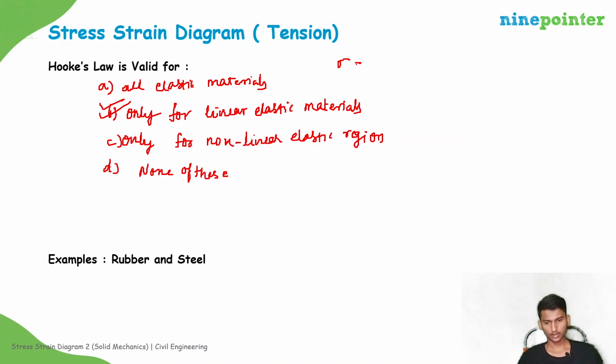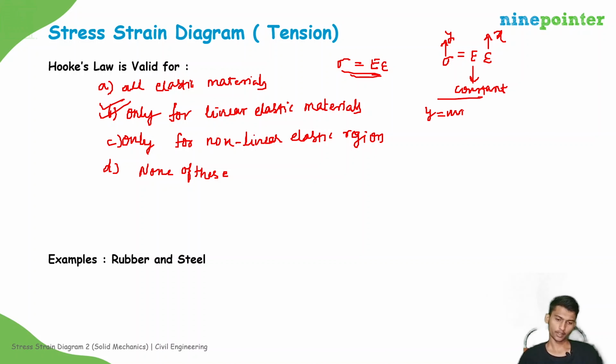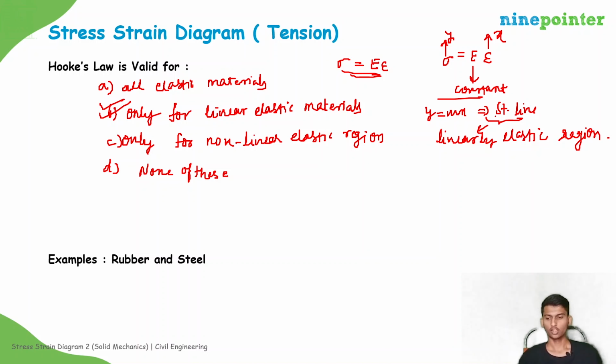Hooke's law, sigma is equal to E into epsilon. Sigma is the y-axis, epsilon is the x-axis. For homogeneous and isotropic materials, the E value is constant. So y is equal to mx, a straight line. This is a linearly elastic material. This happens only in the linearly elastic region. So Hooke's law is valid only for linearly elastic materials. It is not valid for all elastic materials.